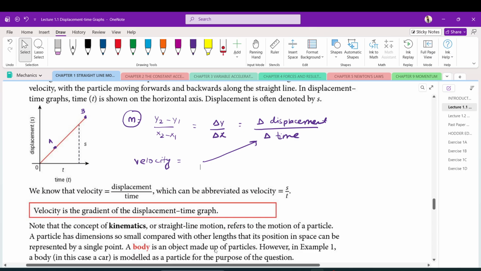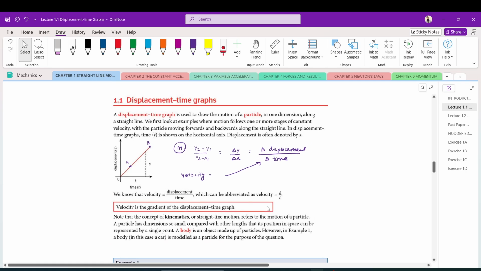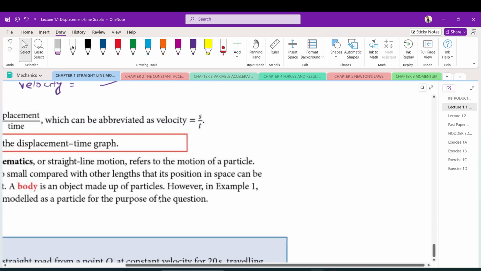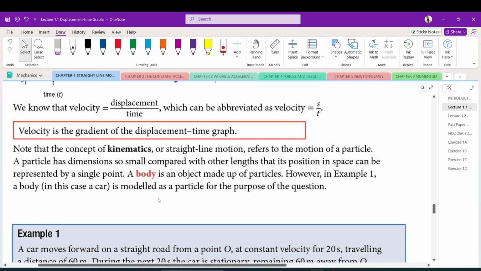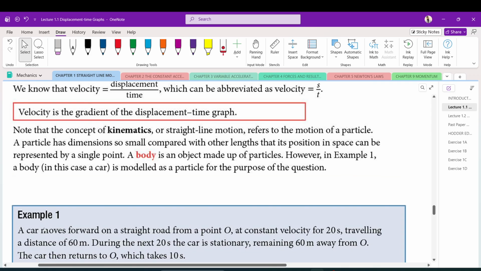A body is an object made up of particles. However, in example one, a body, in this case a car, is modeled as a particle for the purpose of the question. In order to simplify our scenarios, we usually model the object as a particle. Once you get the idea of the problem, then slowly and gradually you start factoring in the actual elements. If this is a car, then your model might be tweaked a little bit so that it gives you a more accurate answer. Anyhow, let's take a look at example one.